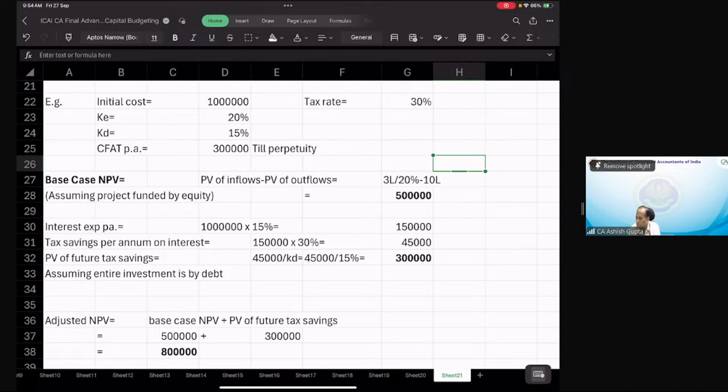Oja is asking, please explain profitability index. Profitability index is essentially the present value of your inflows divided by the present value of outflows. So it gives you, in present value terms, for every 1 rupee of investment, what return you are getting. I think this is a concept that we had covered in CA Inter.